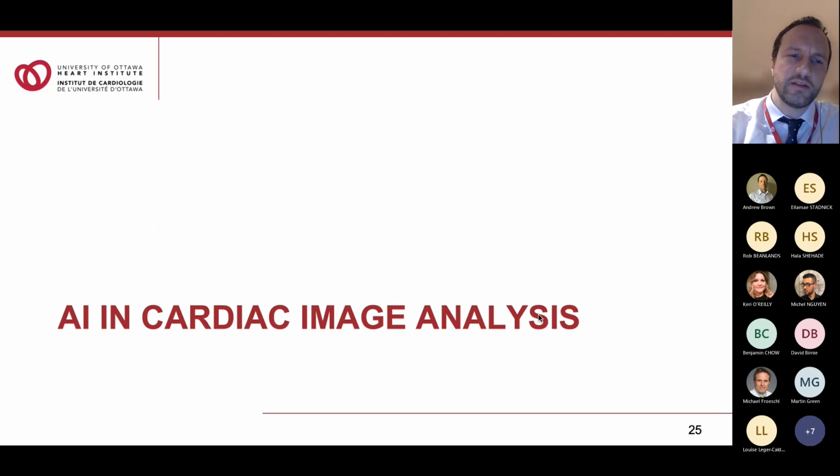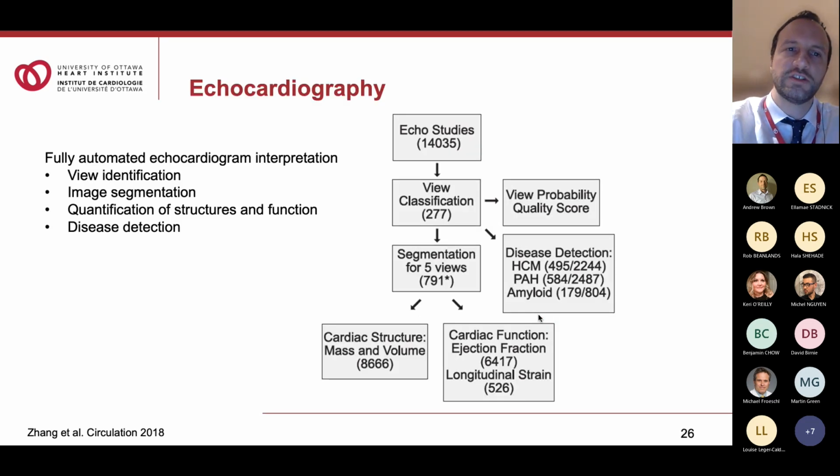So how is this used in cardiac image analysis? Well, we'll review 4 different studies, of course, to just give an appreciation of some of these applications in different modalities. So let's start with echocardiography. In this study by Zhang et al., published in 2018, their goal was to produce a fully automated echocardiogram interpretation system. So they used 14,000 echo studies that they fed into their system.